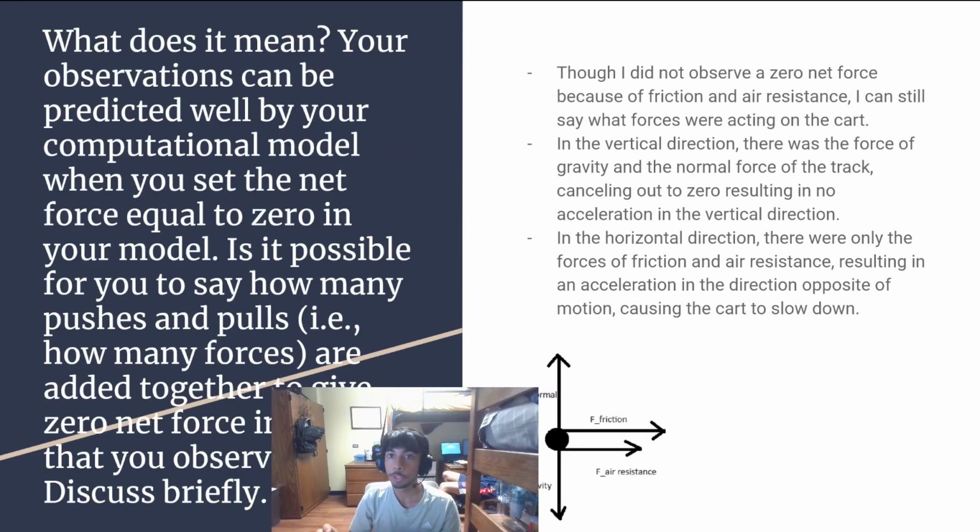Though I did not observe a zero net force because of friction and air resistance, I can still say what forces were acting on the cart. In the vertical direction, there was a force of gravity and normal force of the track canceling out to zero, resulting in no acceleration in the vertical direction. In the horizontal direction, there was only the forces of friction and air resistance, resulting in acceleration in the direction opposite of motion, causing the cart to slow down.